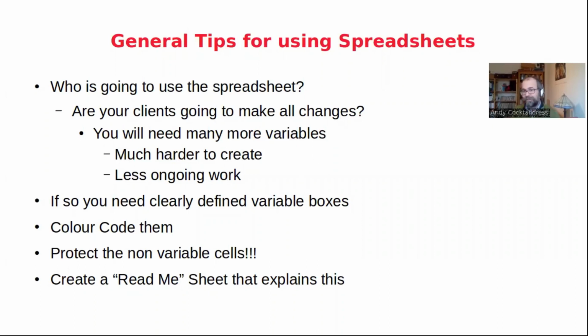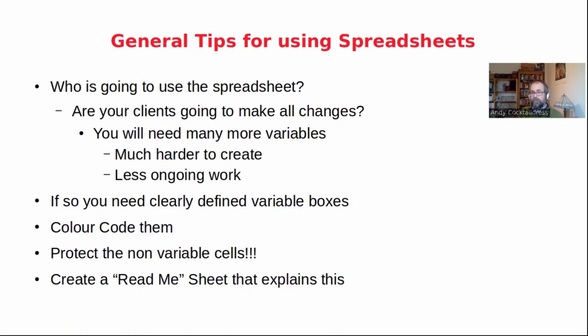If you're going to go down this route, then one of the things that I will recommend that you do is that you have clearly defined variable boxes. By that, I mean spaces where people should be putting their data in. These should be color coded so that people know where to look. You should make sure that cells where people shouldn't be putting the data in are protected so people can't accidentally overwrite, especially some of those very complicated nested if functions that you have used. And then you should create a README sheet that explains what it is you're asking people to do.